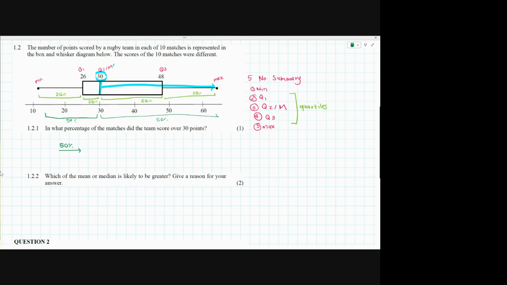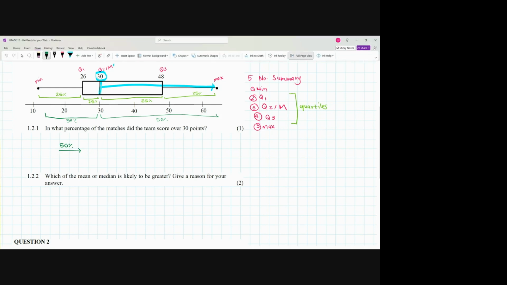Okay. So it's not a hard question, but obviously if you don't understand what the box and whisker represents in terms of the spread of your data and the grouping of your data, it is a tricky question. 1.2.2 then says, which of the mean or median is likely to be greater? Give a reason for your answer.